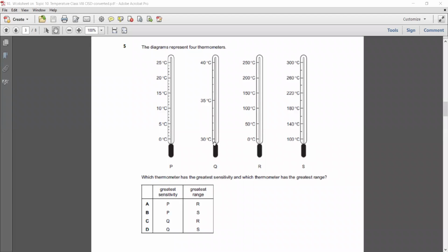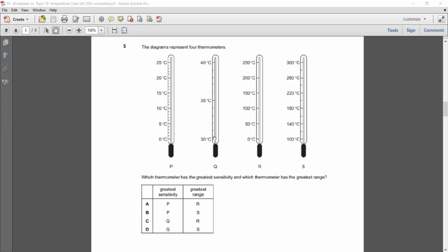Look here, we have the smallest range. In this range, what I was saying is that for P, if it is rising by 5 degrees Celsius, then the liquid level rises this much. Understand now? For this one, for a 5 degrees Celsius rise, the liquid level will rise this much.